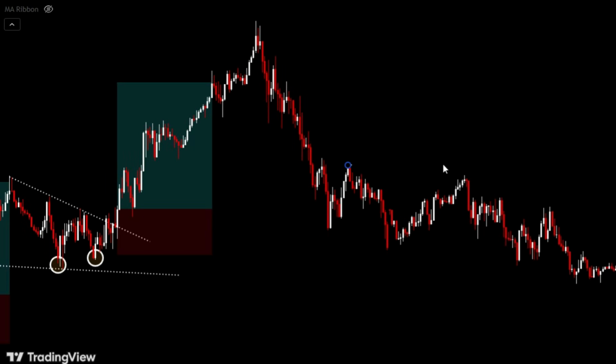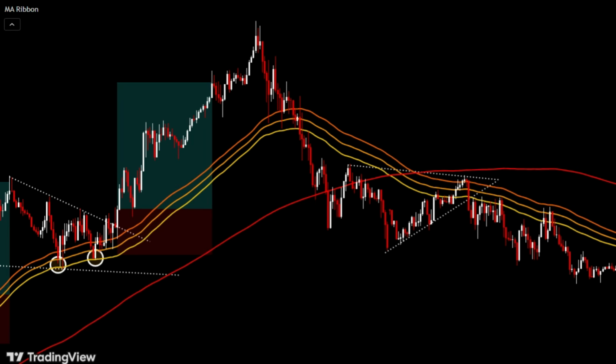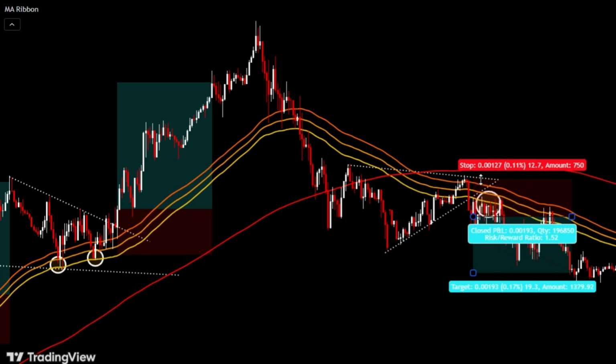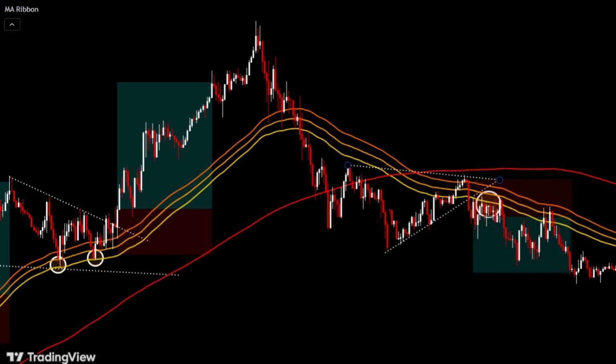This time, I draw rising wedges, and once the breakout happens from that wedge, I confirm it with the moving average ribbon. If the pullbacks are resisted by the moving averages, that breakout is likely valid. That being said, this breakout is our short opportunity.